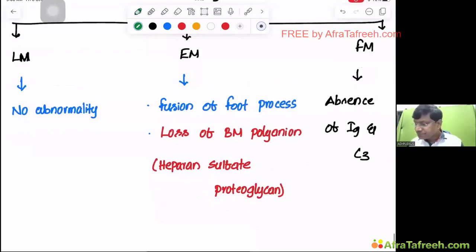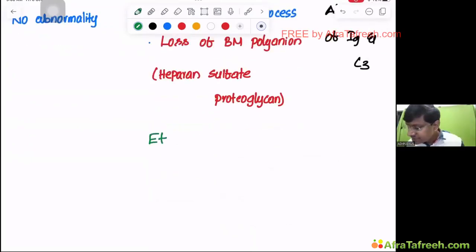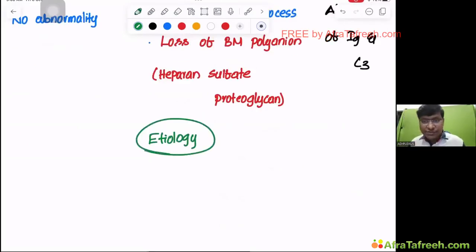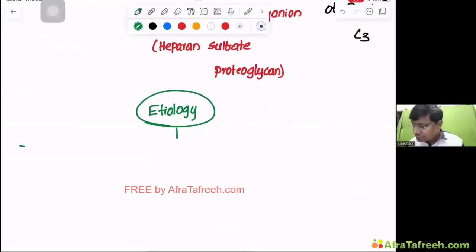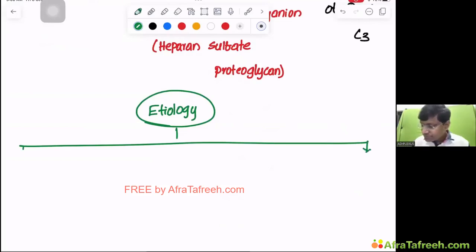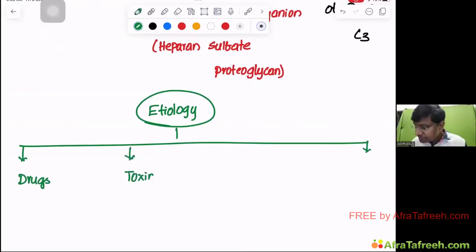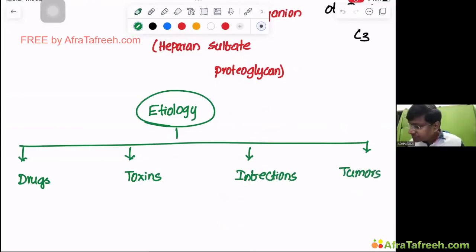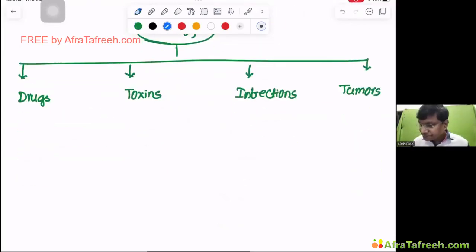For minimal change disease, the etiologies are drugs, infections, some toxins, and some tumors. First let me tell you the drugs, followed by the toxins, then the infections that will be responsible for minimal change disease, and then the tumors that will cause minimal change disease. You take the drugs, right?